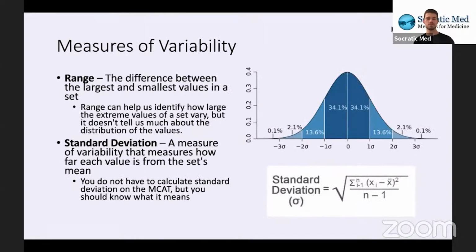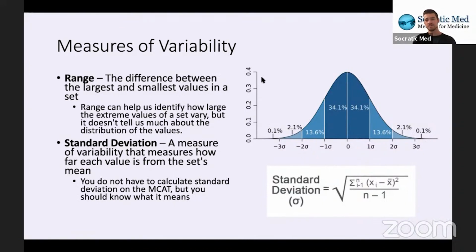So moving on, measures of variability. The two that are most important are range and standard deviation. Again, a lot of the stuff that we're learning, you're not going to be explicitly tested on it on the MCAT. They're not going to ask you what a standard deviation is, but it's super important to understand. I think it's really helpful, especially when you're looking at normal curves, like over here to the right.